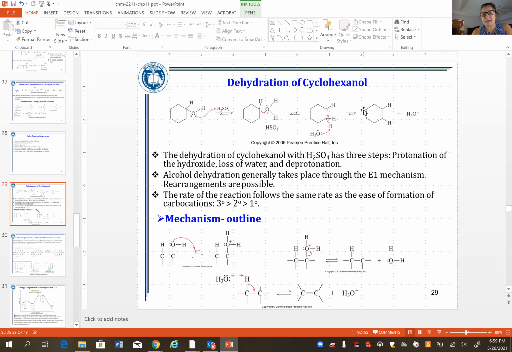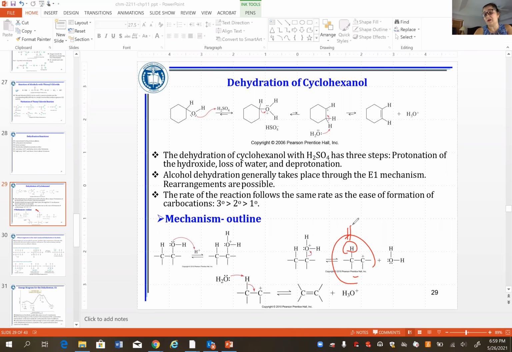So what are the steps in dehydration? I already talked about the steps. The first step is going to be protonation. So OH is going to be protonated. Then the leaving group is going to leave. So first protonation, second the leaving group leaves, and then you have a carbocation. When you have a carbocation, on the next step, you have to remove the H plus.